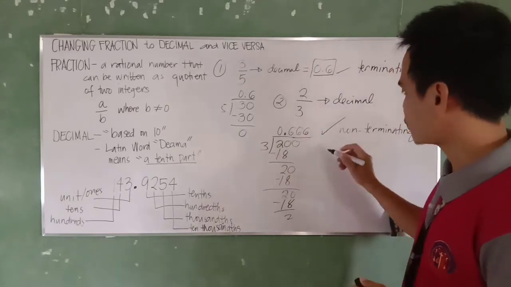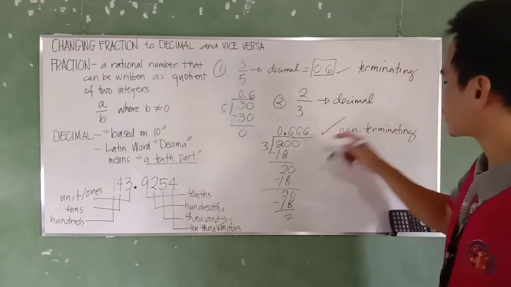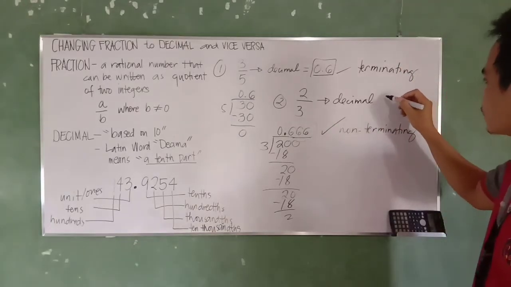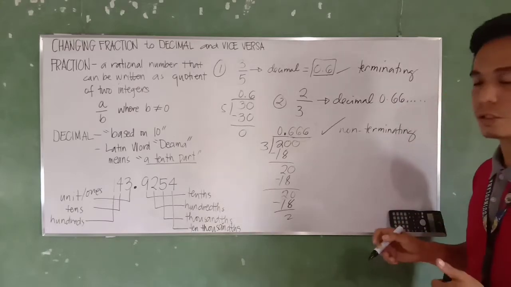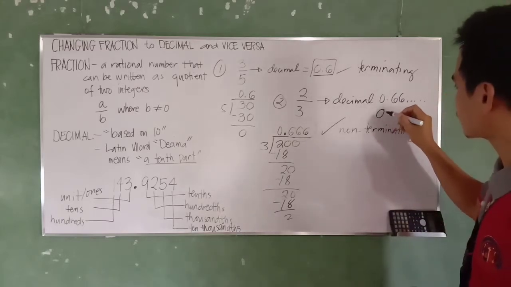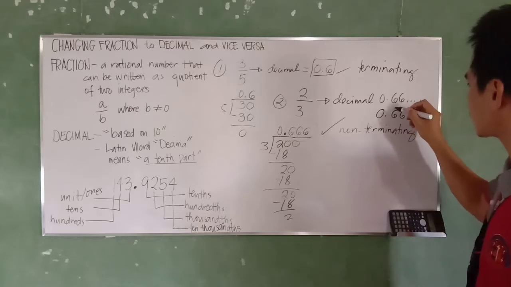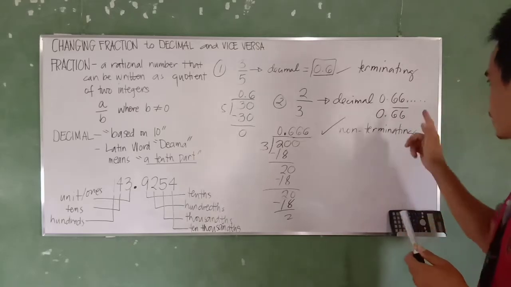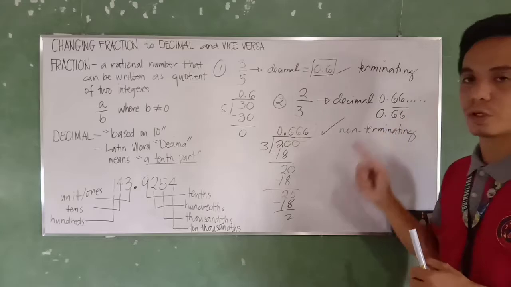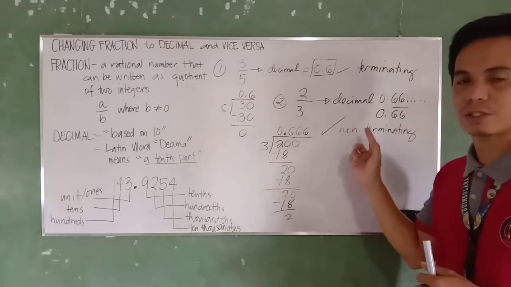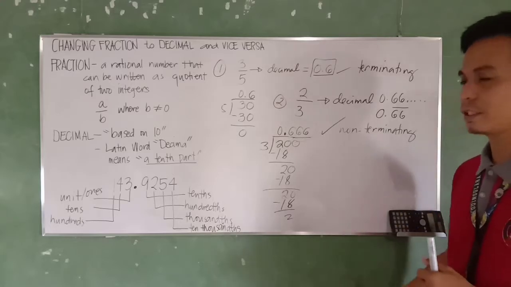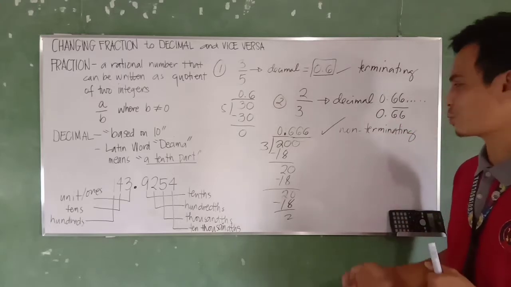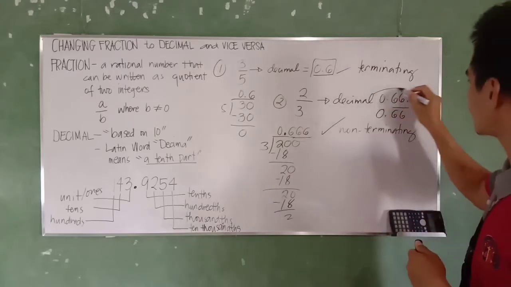Then let's just put, so therefore this is 0.66, so on. Okay? Or simply we can put 0.66 and that's it. We have vinculum or line above. That means the number repeats itself endlessly. Hindi siya tumitigil. Okay? So our answer is correct.